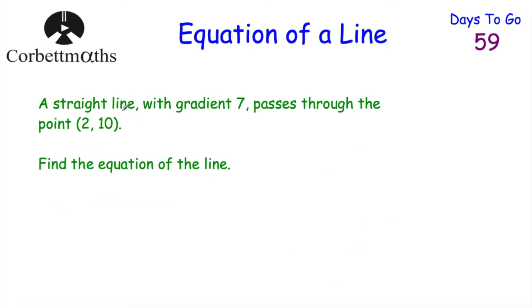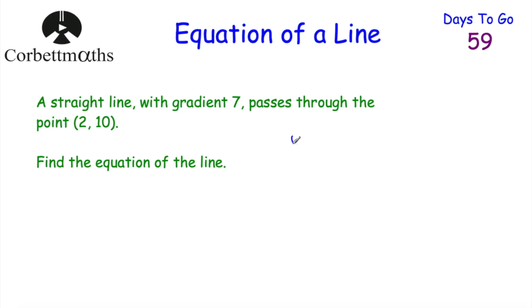Okay, let's have a look at our next question. So this time we've got a straight line with a gradient of 7 that passes through the point (2, 10). Find the equation of the line. So we know it's going to be in the form y equals mx plus c. That's the equation of a line. We know the gradient is equal to 7, so we get y equals 7x plus c.